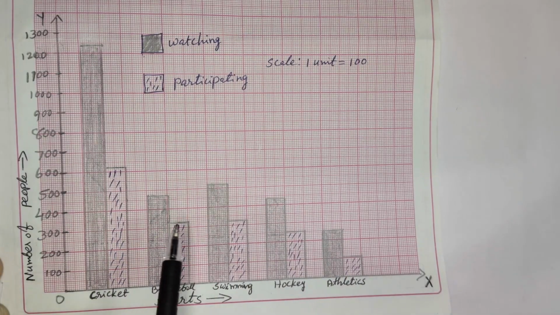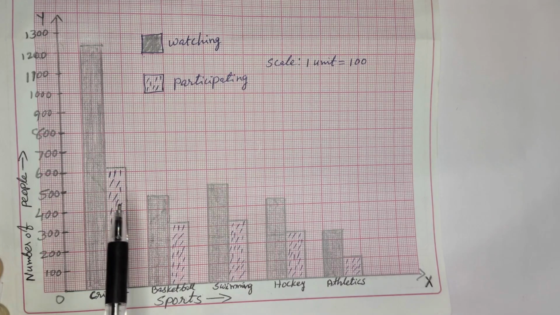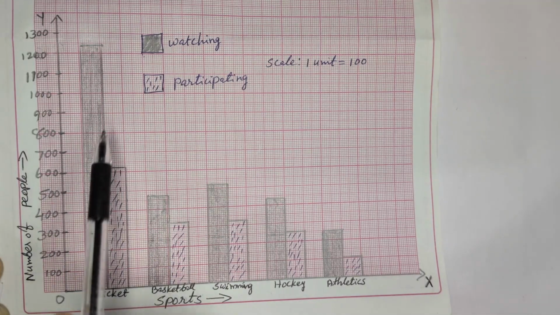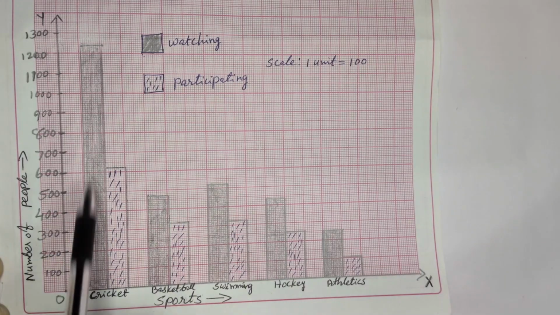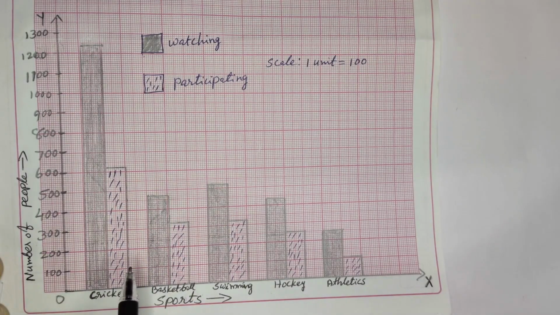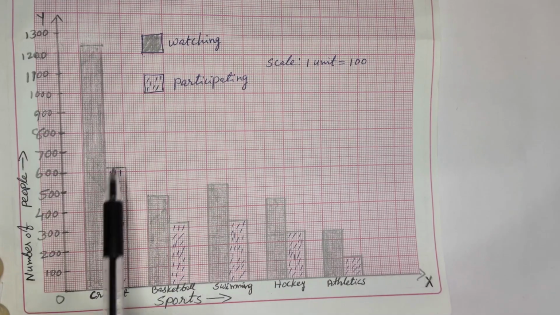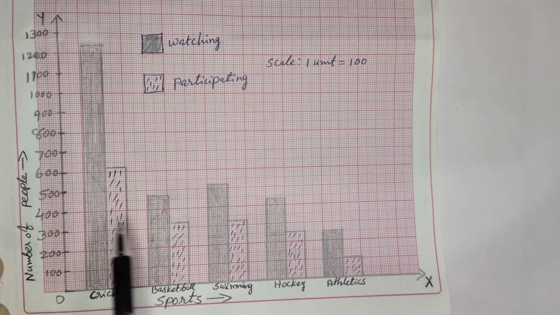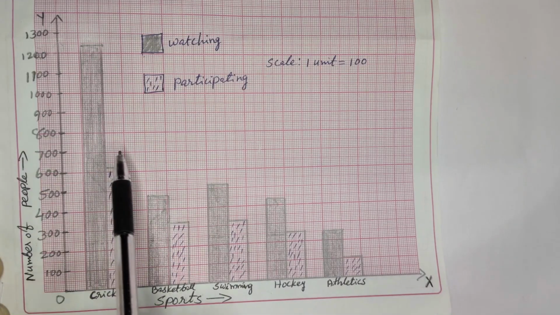From the graph we can see cricket is the most popular sport item by the tallest bar, and which is more preferred, watching or participating. Here first representing watching, so comparatively we can see from the graph watching is more preferred.